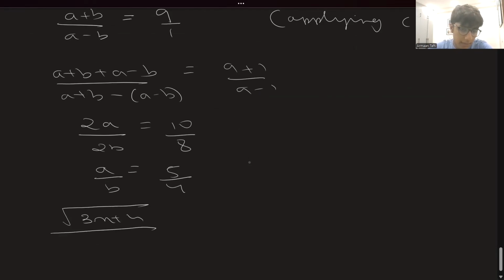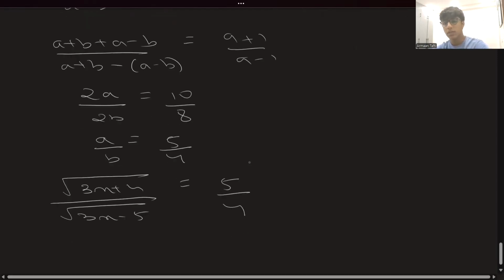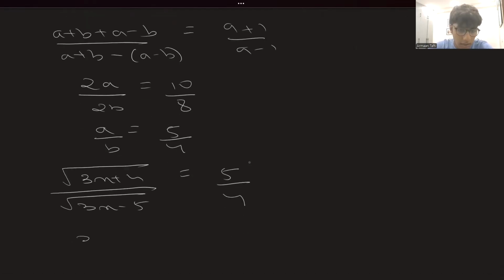B is equal to root 3x minus 5 equals 5 by 4. Okay, so now let's square both sides. We get (3x plus 4) by (3x minus 5) equals 25 by 16. 5 square is 25, 4 square is 16, right?